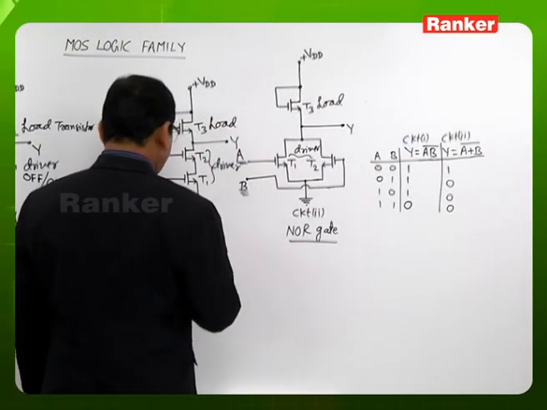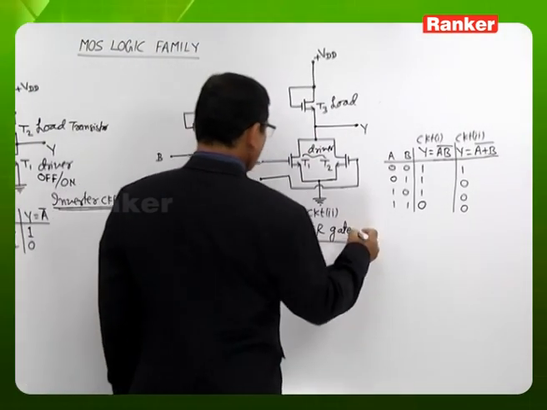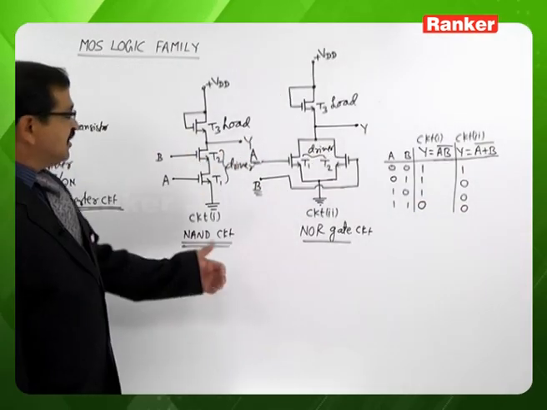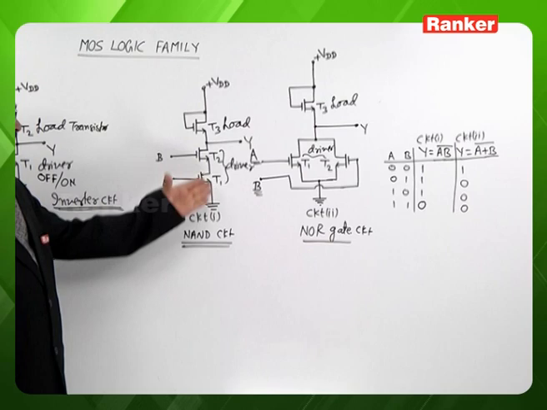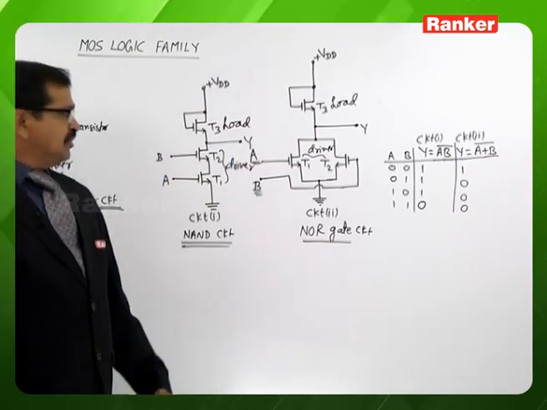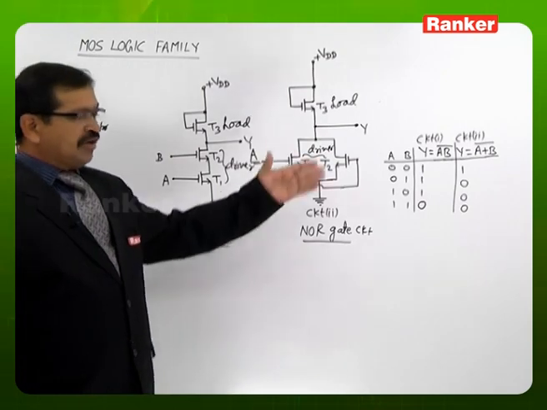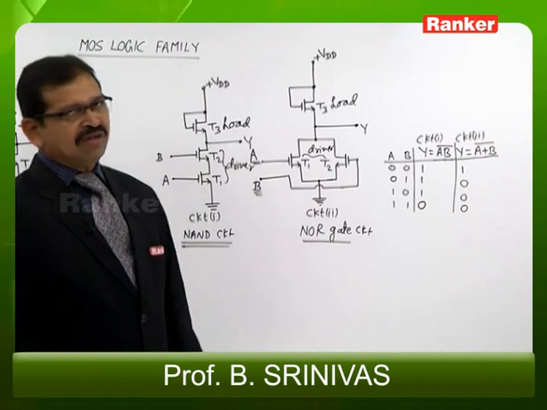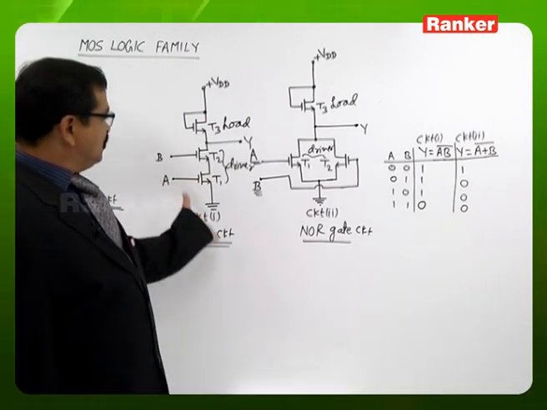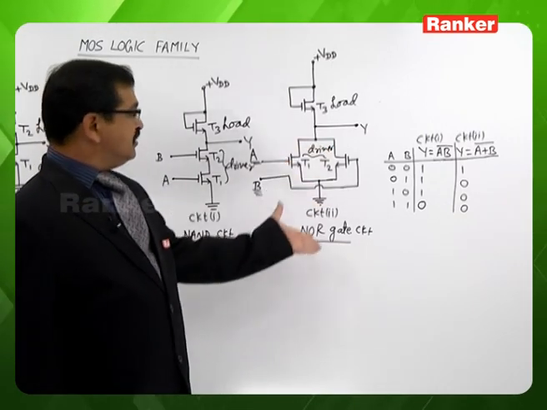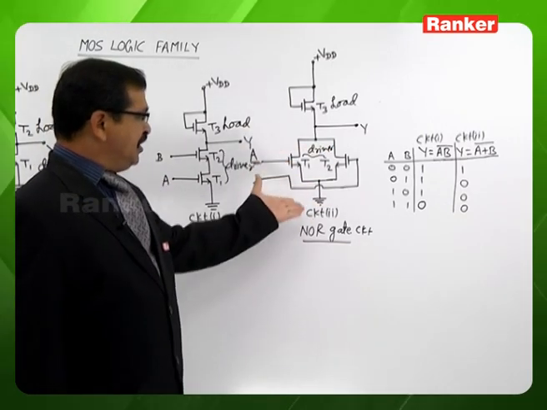So it's a NAND gate circuit, it's a NOR gate circuit. We are looking here in the NAND circuit implementation, the driver transistors are in series, whereas in the NOR gate circuit implementation, the driver transistors are in parallel. It is a way to remember. For NAND gate implementation, we need the driver transistors to be in series, whereas for NOR gate implementation, the driver transistors are to be in parallel.